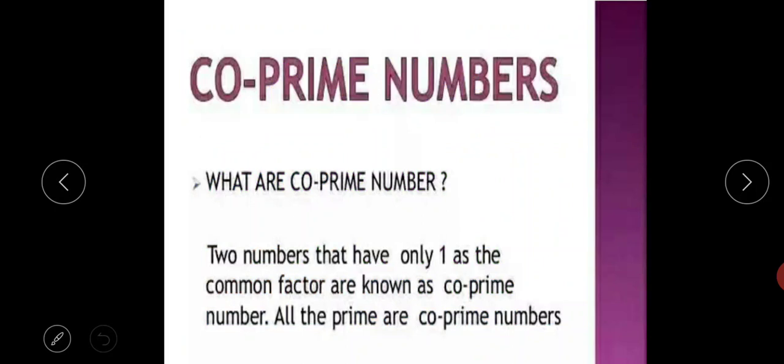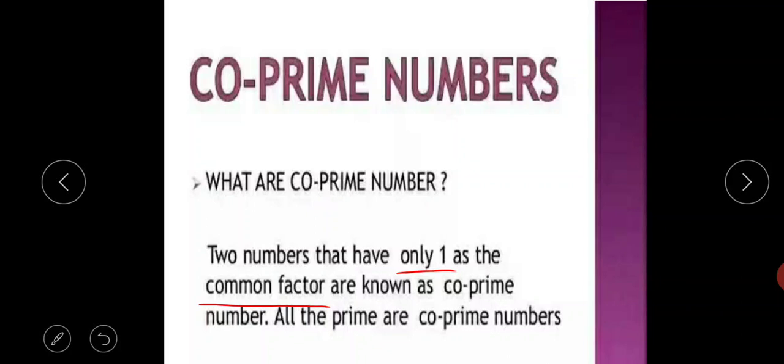Now co-prime numbers. What are co-prime numbers? Two numbers that have only 1 as the common factor are known as co-prime numbers. All the primes are co-prime numbers. Numbers which have only 1 as a common factor are what? Co-prime numbers.